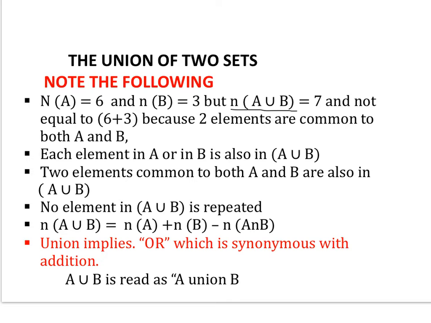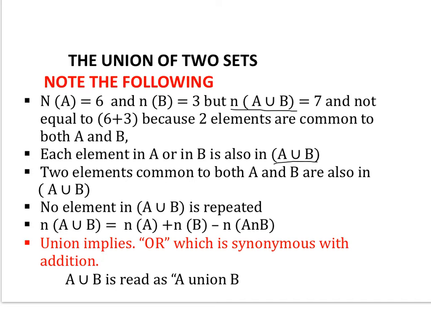B and C are common to both A and B. Each element in A or in B is also in A union B. So all the elements in A and all the elements in B are in A union B. The elements common to both A and B are also in A union B. No element in A union B is repeated.